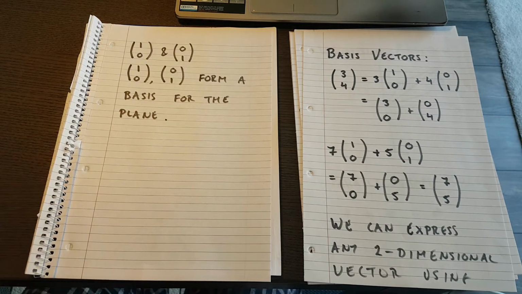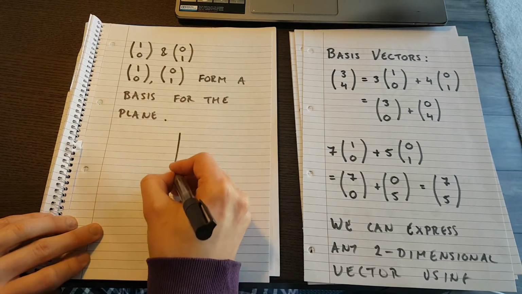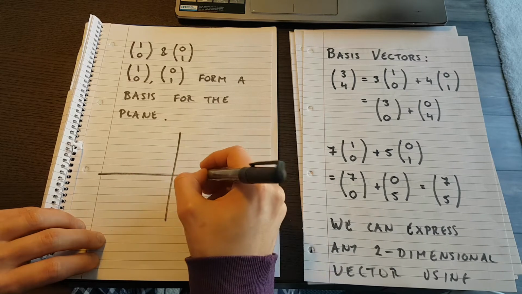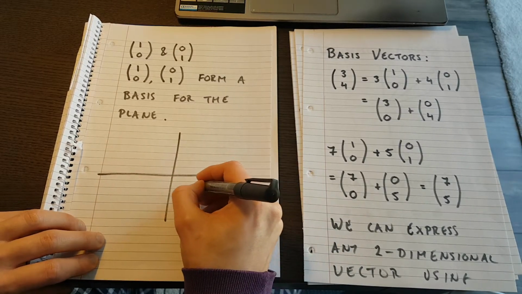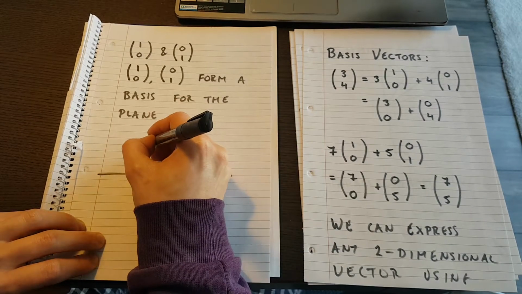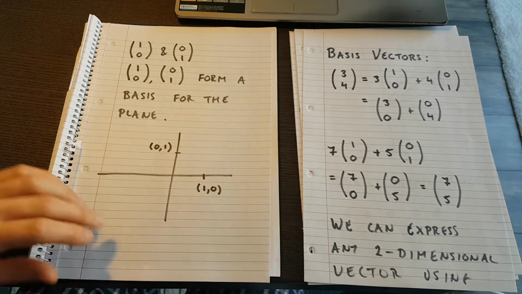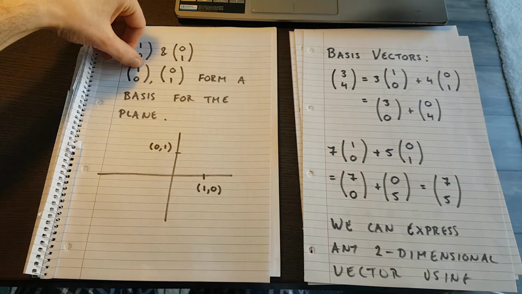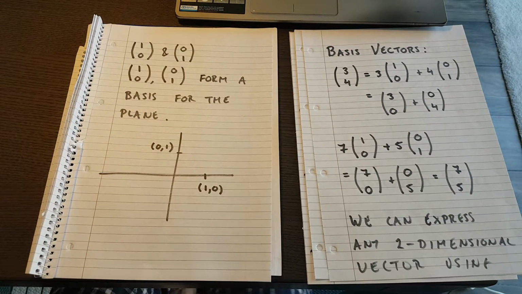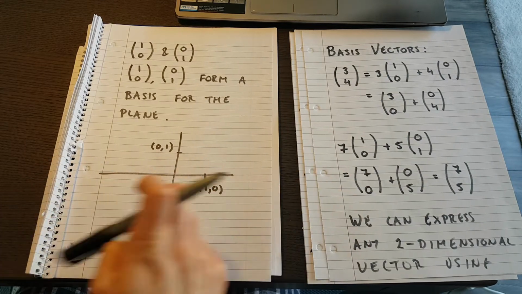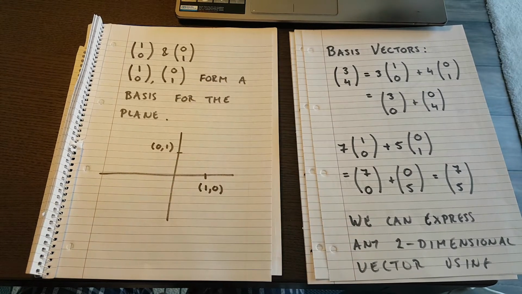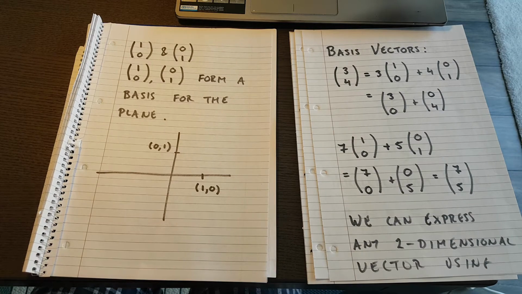Let's have an example of that here. This would be the point 1, 0, and this would be the point 0, 1. So 1, 0 means 1 in x and 0 in y, so that's this one here. Now I can represent any vector using 1, 0 to describe its left and right, and 0, 1 to describe its up and down. And that's the idea of a basis vector.